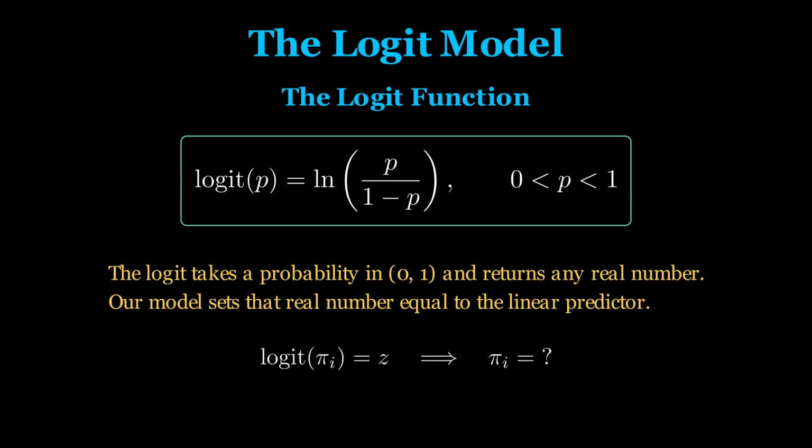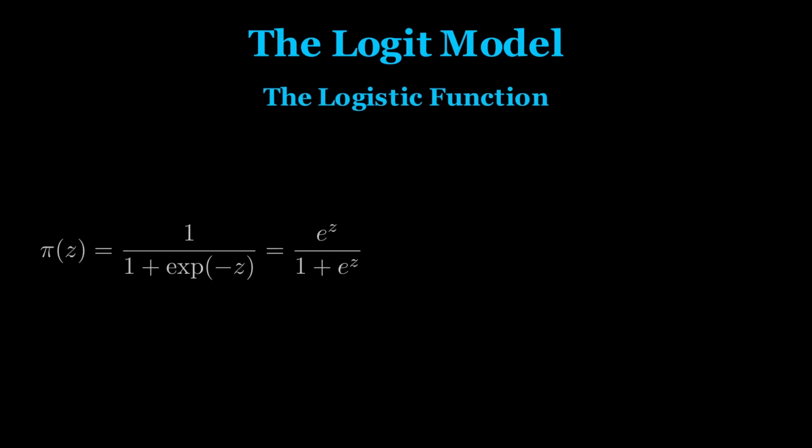Notice the direction here. The logit takes a probability and hands back a number anywhere on the real line, and our model sets that number equal to the linear predictor. But what we actually want is the probability itself, so we need to run the logit backwards. Given the linear predictor z, solve for pi i. Solving the logit equation for pi i gives the logistic function, 1 over 1 plus the exponential of negative z, which is the same as e to the z over 1 plus e to the z, where z is the linear predictor. This is the answer to the question we just posed.